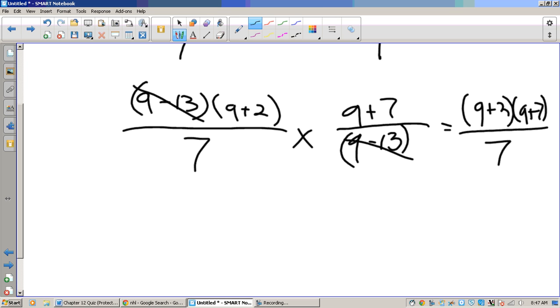You can multiply that out and then get a trinomial again. What's that? q squared minus 9q plus 14. You can't simplify the 14 and 7 though. Okay, it's a polynomial. All right.